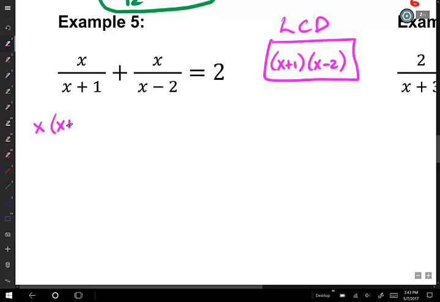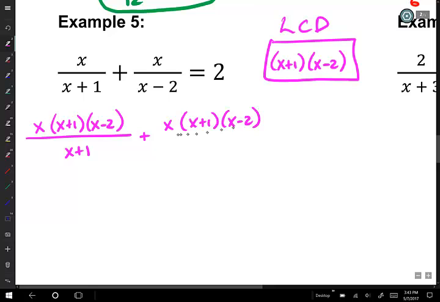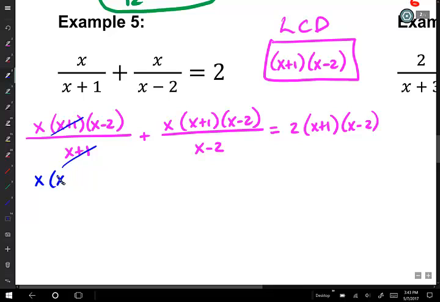X times x plus 1 times x minus 2 all over x plus 1 plus x times x plus 1 times x minus 2 all over x minus 2 equals 2 times x plus 1 times x minus 2. Now remember, the purpose of multiplying by the LCD is to cancel. So the x plus 1's cancel. That leaves you with x times x minus 2. Here, the x minus 2's cancel. That leaves you with x times x plus 1. And this equals 2 times x plus 1 times x minus 2.